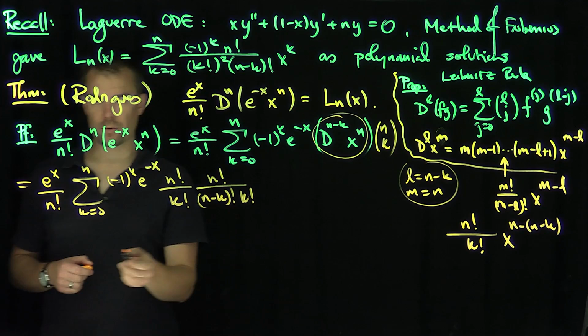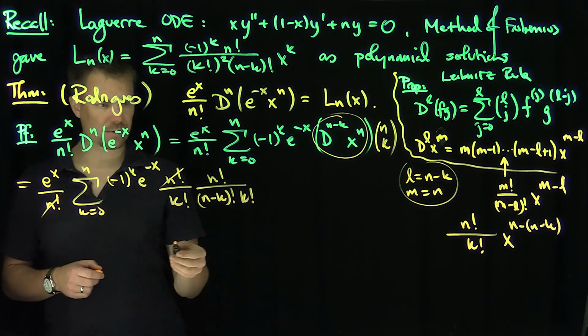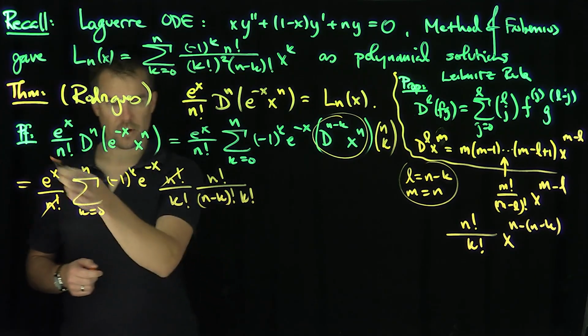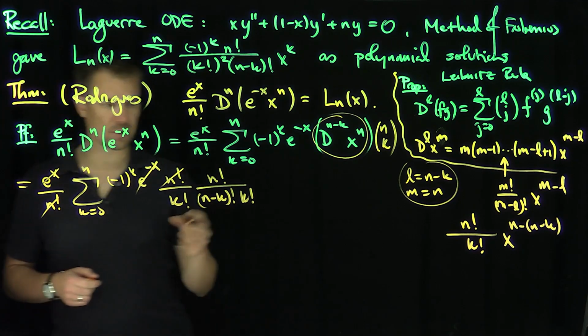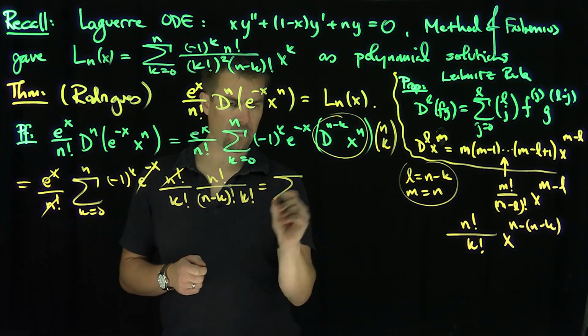And so what's going to happen? I have two n factorials on top, one on the bottom. That's going to cancel. That's going to cancel. And then 2k factorial, and then the e to the x's are going to cancel out as well. And so this becomes what? So this becomes just the sum.